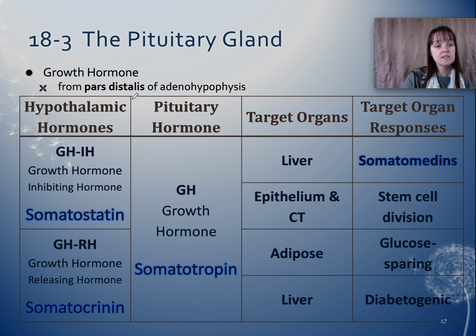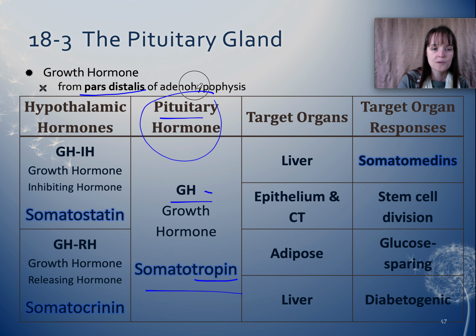Okay, so we are still in the pars distalis, but not for long. Next page is the pars intermedia hormones. This is the last of the pars distalis hormones, and this is growth hormone. Everything here starts with somato, and it's really annoying. And as we know, all of the anterior pituitary hormones are tropic hormones. So of all these somato whatever hormones, the somatotropin is the growth hormone because it's from the pituitary gland.